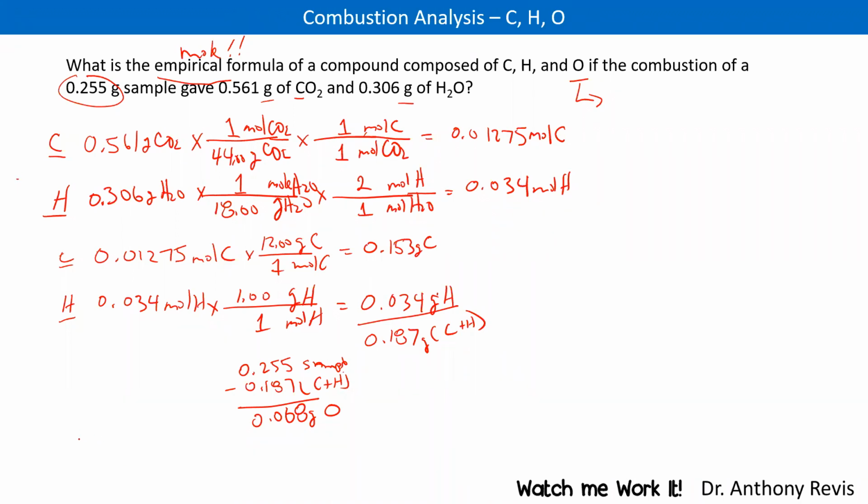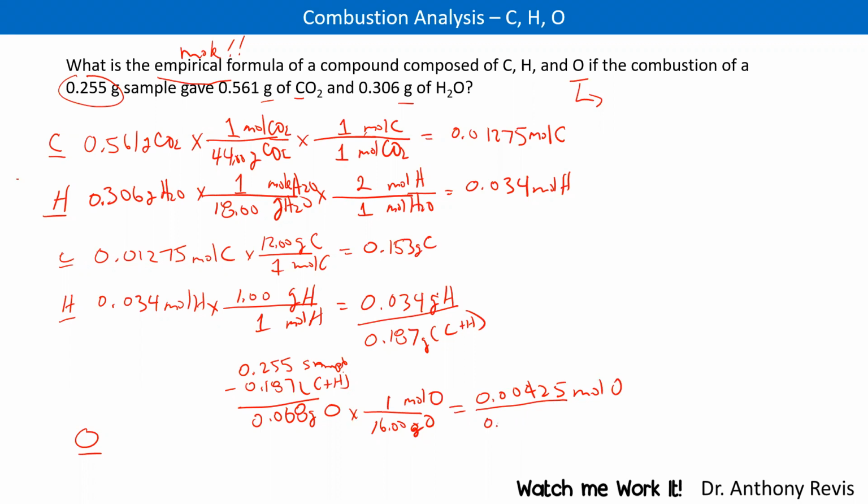So now that we know the grams of oxygen, we can convert the grams of oxygen to moles. We find the moles of oxygen by taking the grams. So this would be 0.068 grams times gram O to mole O, and grams, 16.00 to every one. And now we have the moles of oxygen at 0.00425 mole of oxygen.